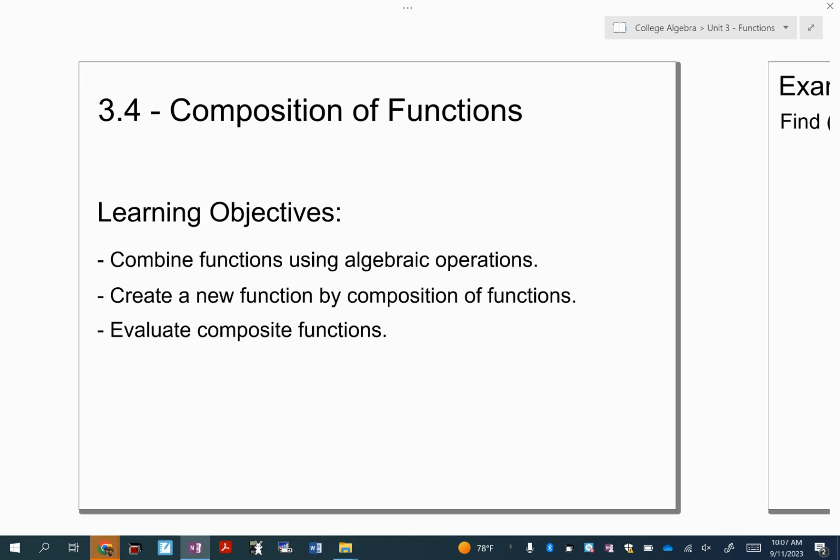So I'm going to first go over reviewing operations with functions, so adding, subtracting, multiplying, and dividing, and then show you how that's different from composition of functions, and then eventually move to how to evaluate composition functions when they ask you to evaluate at a certain value for x. So these are our objectives for this lesson.